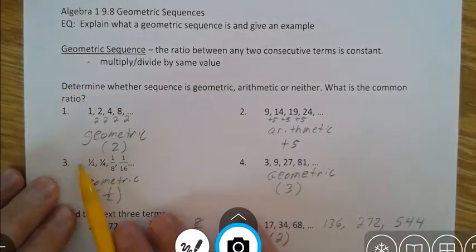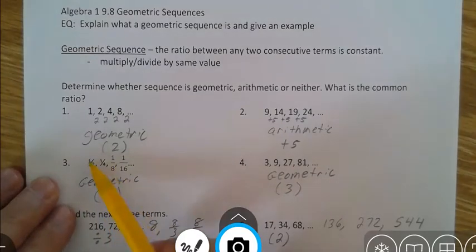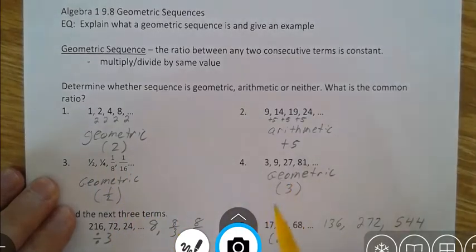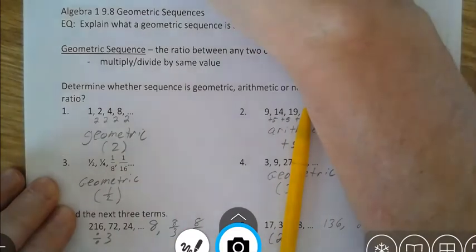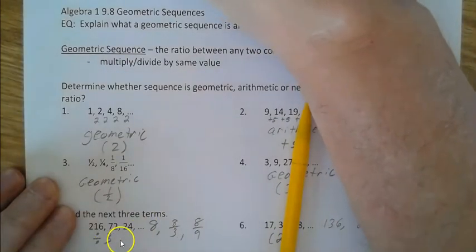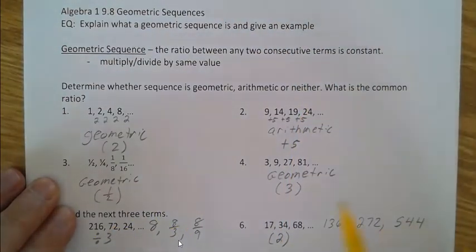And here, one of the cases you want to recognize is that we're multiplying by a half each time. So it's multiplying by a half, and that is geometric. Number 4 is multiplying by 3 each time, so that is geometric.